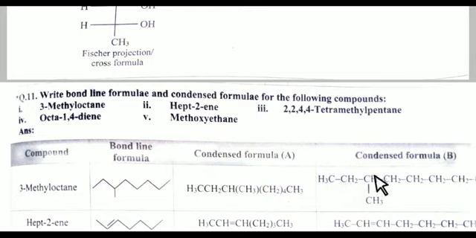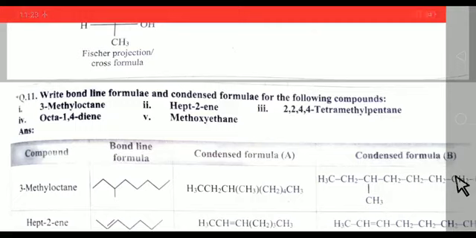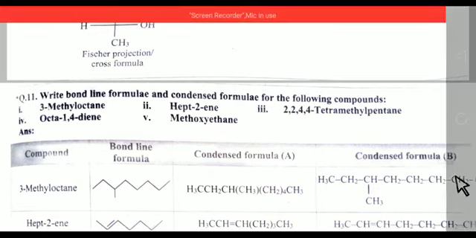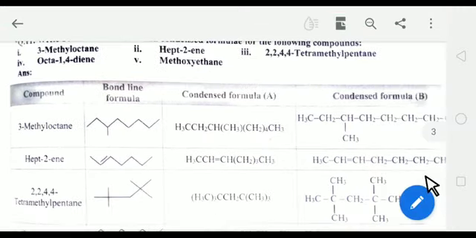See here, 1, 2, 3. The third carbon contains the methyl group and a total of 8 carbon atoms are there, so it is 3-methyloctane. See here, how many CH2 are there? In this formula, 1, 2, 3, 4, 5, 6. See here, CH3, CH2, then CH. The CH contains the branch, that's why CH3 is in the bracket.